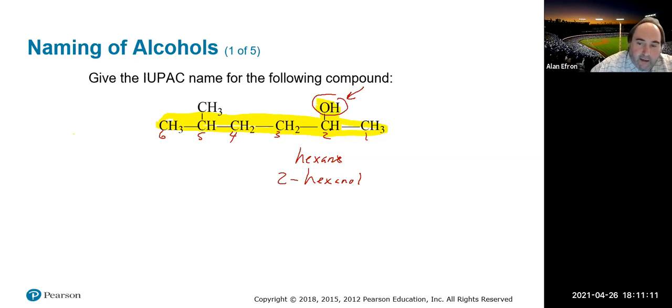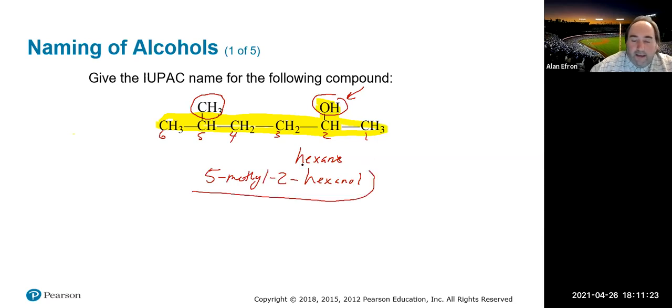Because we had to lock in the numbering going in that direction, that means the other group that's there, which is our methyl group, would be at 5. So 5-methyl-2-hexanol. Any questions on how that name came about there?